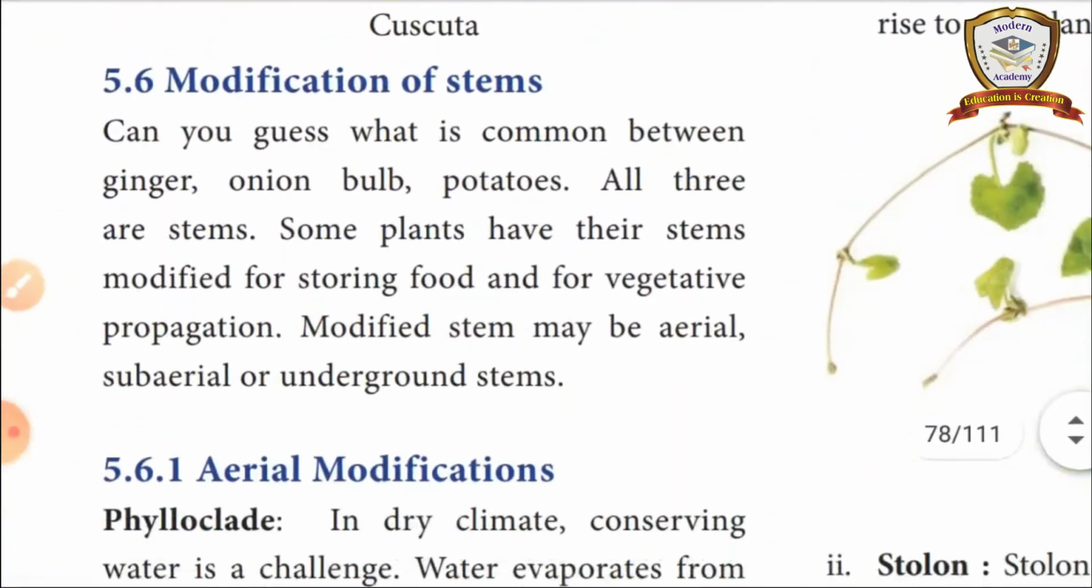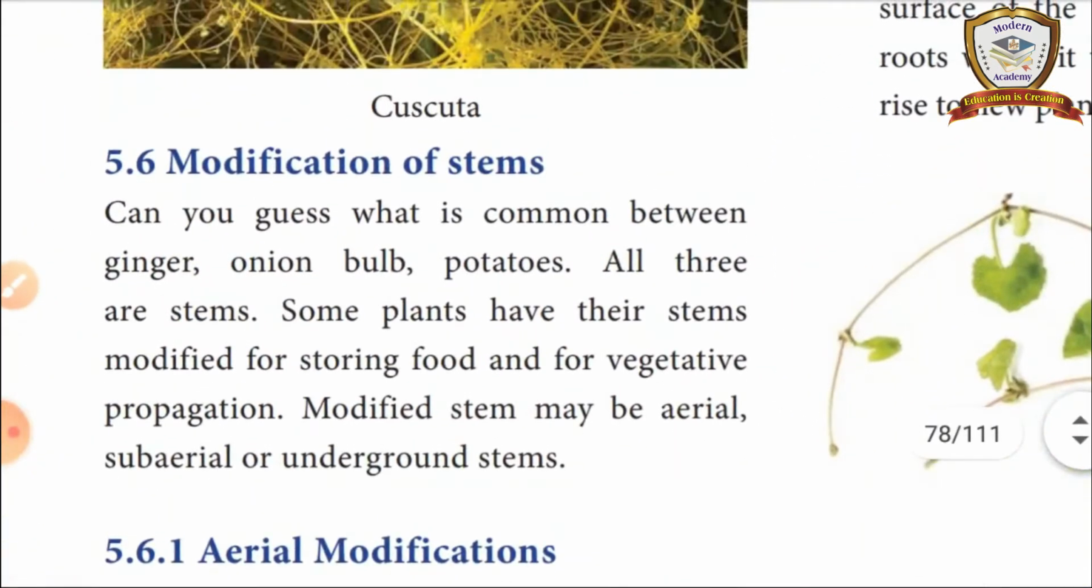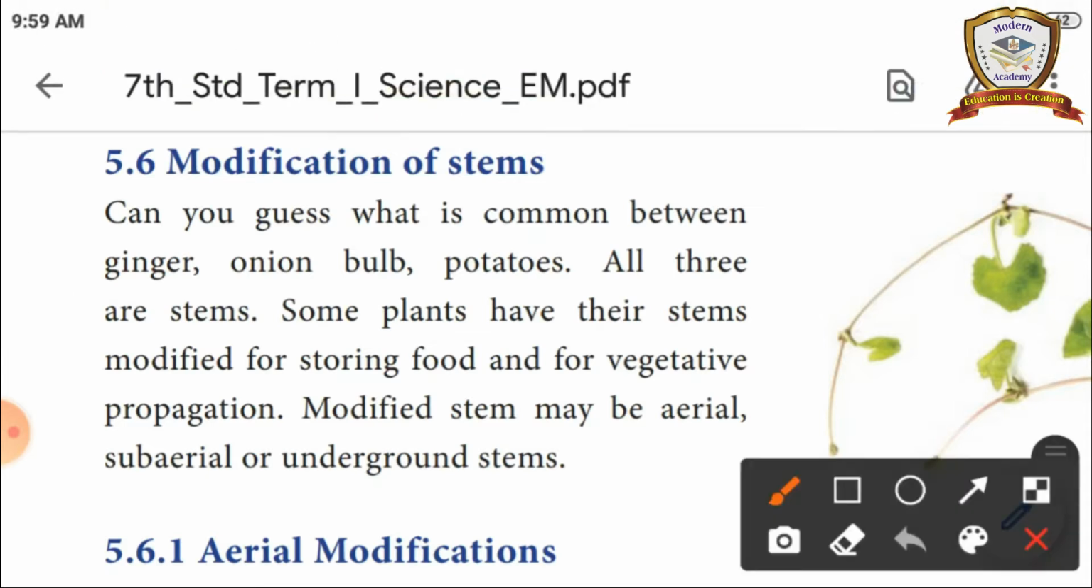And modification of stems. So far we have discussed the root modification. Here stem modification is also there. Can you guess what is common between ginger, onion bulb, and potatoes? Yes, the common thing is all three are stems. Some plants have their stems modified for storing food and for vegetative propagation.